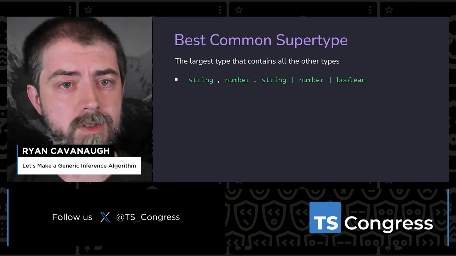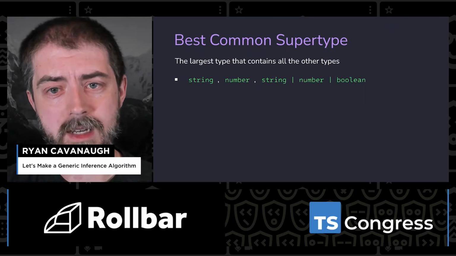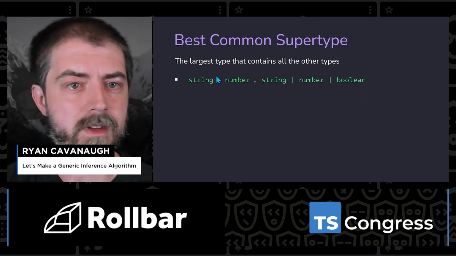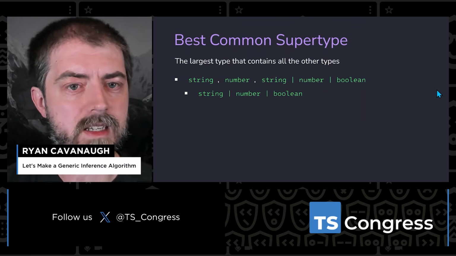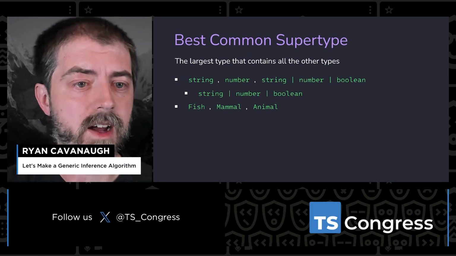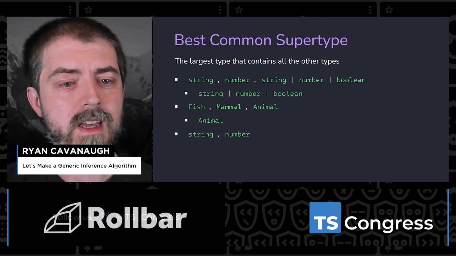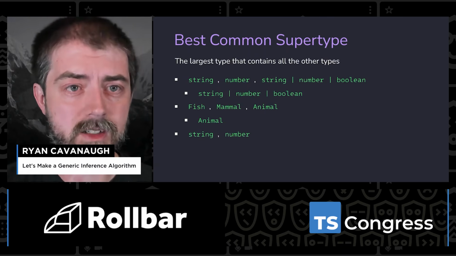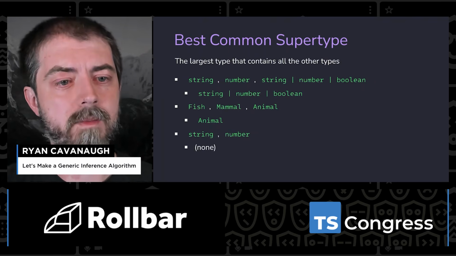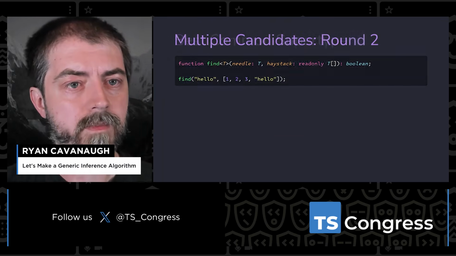So if we have string, number, and the union type string or number or boolean, this last type, the third one here, contains all the others, right? String appears here and number appears here. This is a supertype of the other two. So we would pick this one and say, if these were our candidates, this should be the one that we choose. If you have fish or mammal or animal, we want to pick animal. That's going to be the one that contains the others. If you have string and number as your candidates, there is no best common supertype. We'll still have to do something kind of arbitrary here, but we're not going to form a union automatically here, for the reasons that we talked about earlier.